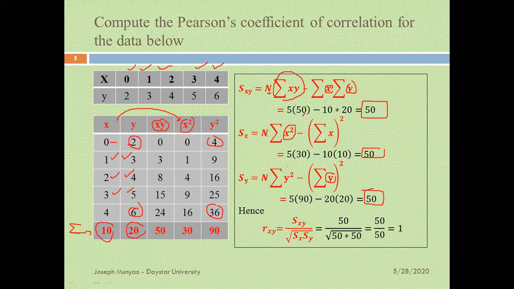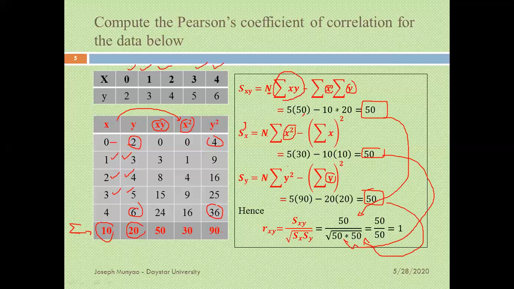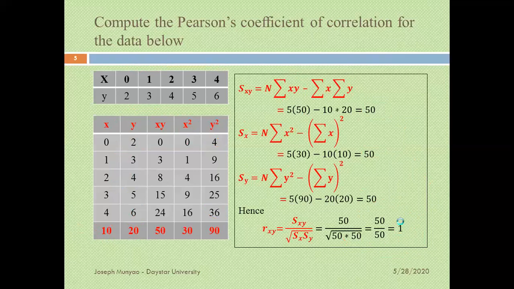Then I come now and replace them here. The first one is 50. This one here. The second one is 50. This one here. And the third one is 50. This one here. And then I get the square root. It's good to note that there is a square here and a square here because we are talking about variances. So when you put them inside here and you simplify, you get the correlation coefficient as 1, meaning that it is perfectly positively correlated.